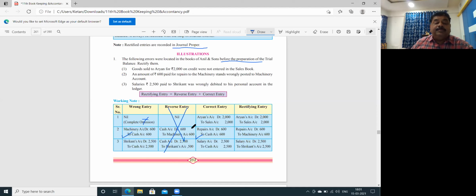Okay, what is correct? Repair should be debited. What is wrong? Machinery account is wrongly debited.